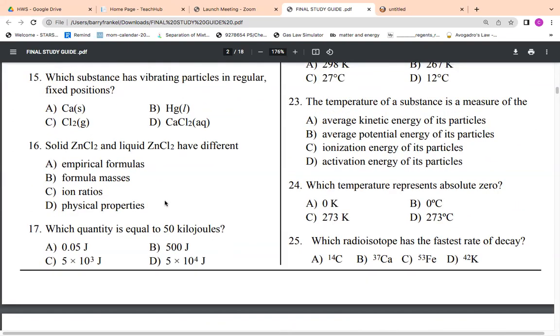17, which quantity is equal to 50 kilojoules? So we're basically trying to convert from kilojoules to just joules, okay? Again, you can remember the King Henry died unexpectedly drinking chocolate milk thing, and you can use that. Or you can just think of the words, okay? Kilo, we know that this means 1,000, okay? So that means that 1 kilojoule is equal to 1,000 joules, but I don't have just 1 kilojoule. I've got 50. So that's 50 times 1,000.